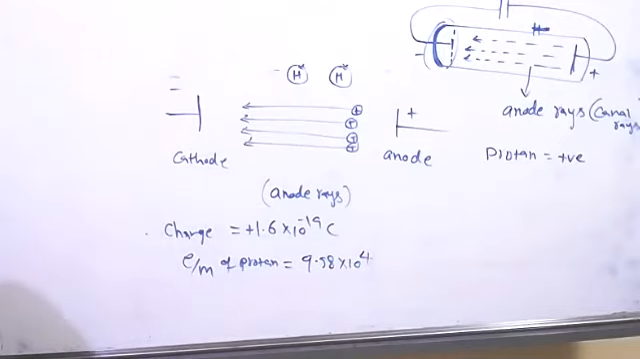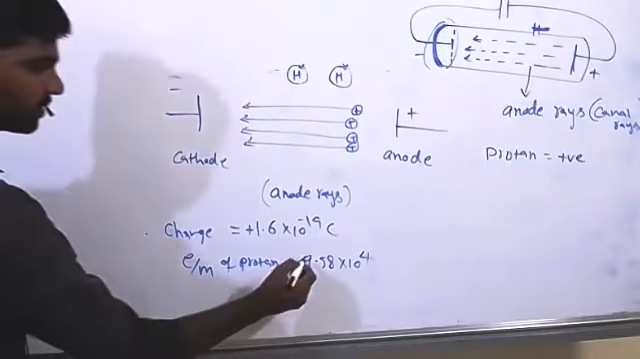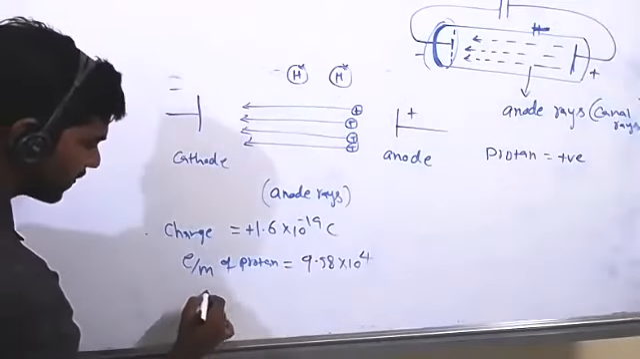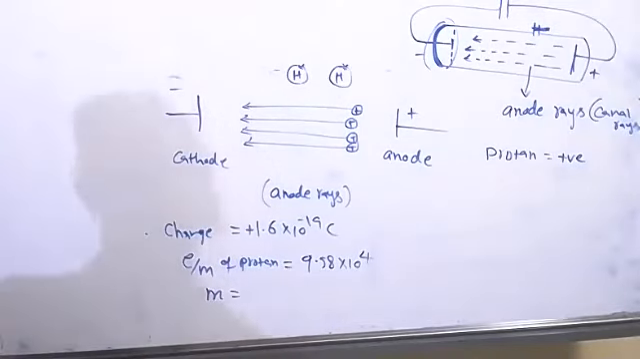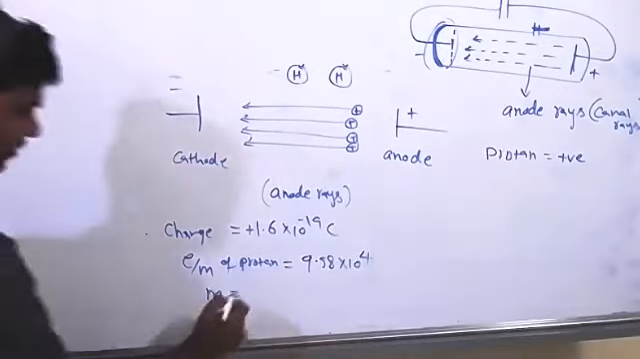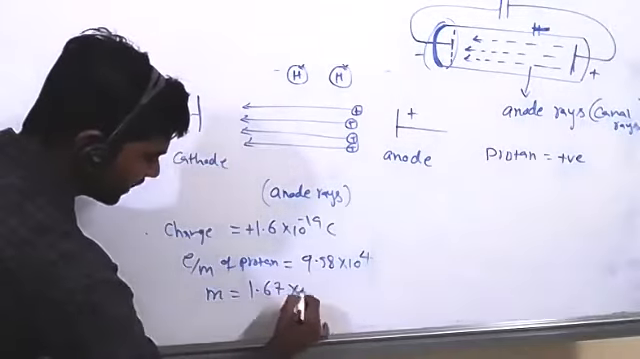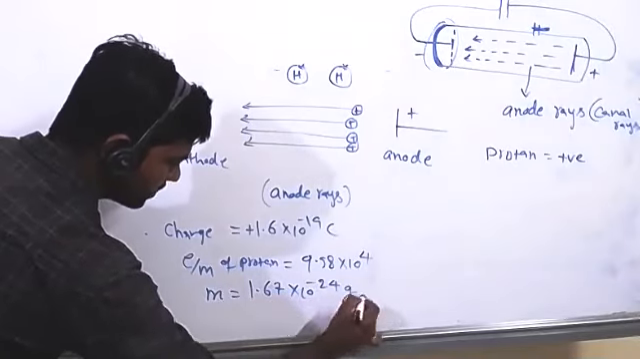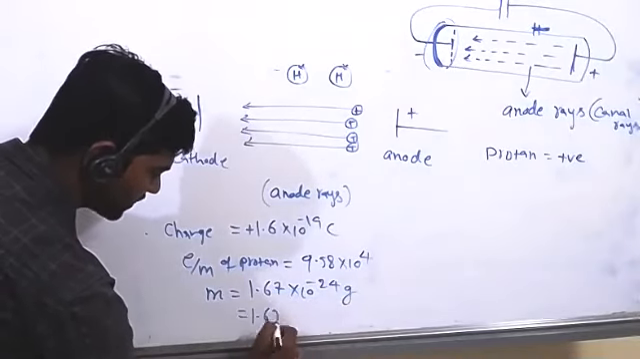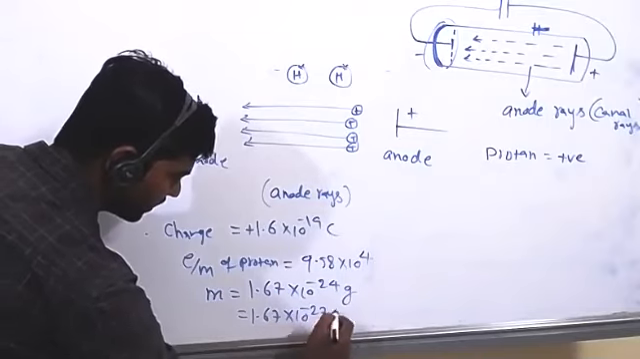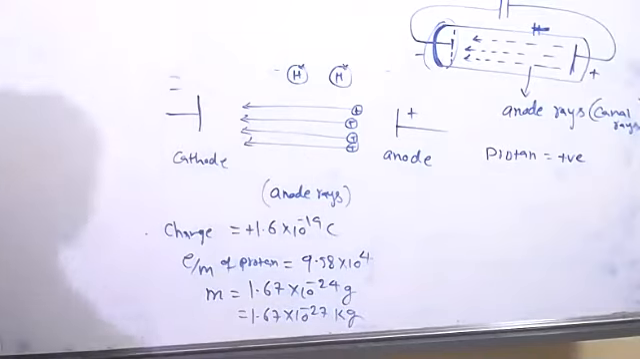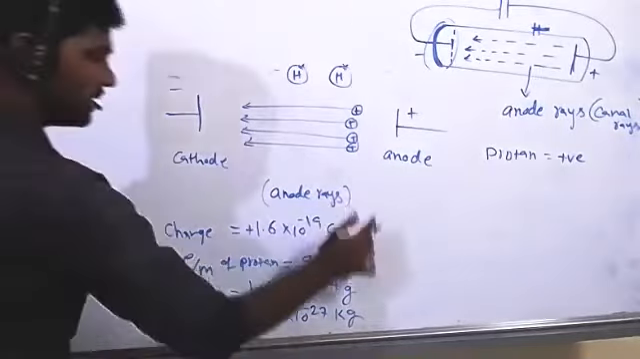9.58 into 10 power 4. This is the e by m ratio. Now, if we calculate the mass of a proton, it gives 1.67 into 10 power minus 24 grams. In kilograms, 1.67 into 10 power minus 27 kilograms. This is when you take hydrogen gas; these are the values.